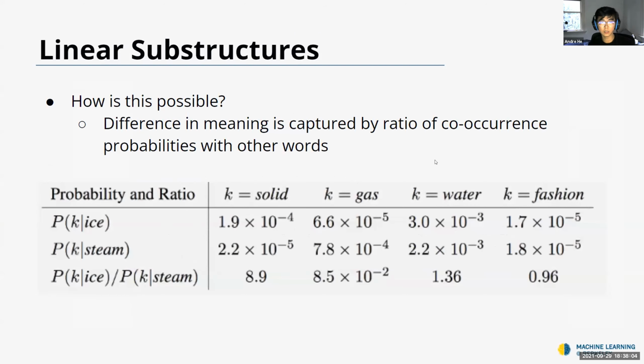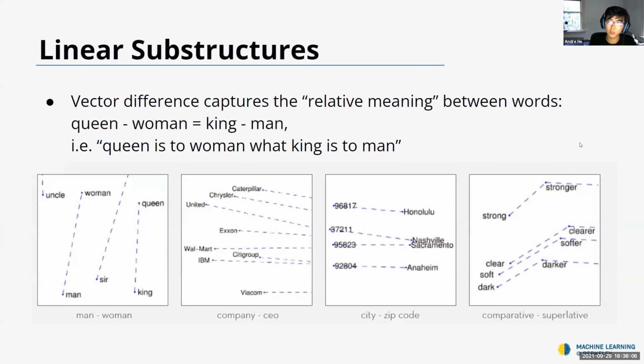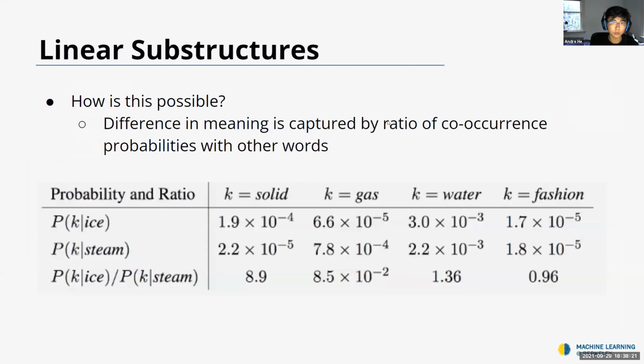Okay, we still have a bit of time, so I want to go over why we found these structures within the word embeddings. I mentioned these weren't exactly what the word embeddings were trained to do. They were only trained to capture co-occurrence, but somehow they also understand relative meaning. The reason for this is that you can capture the difference in meaning between different words by the ratio of co-occurrence probabilities with other words.